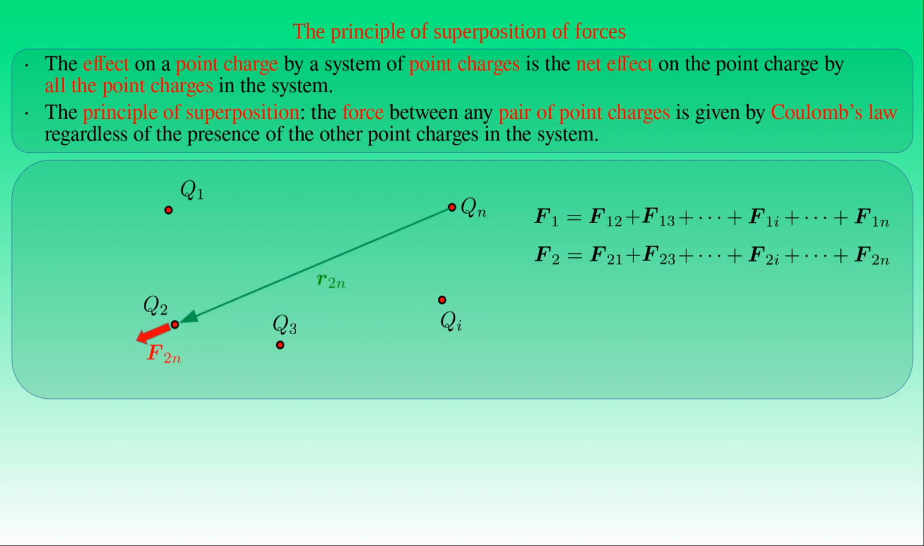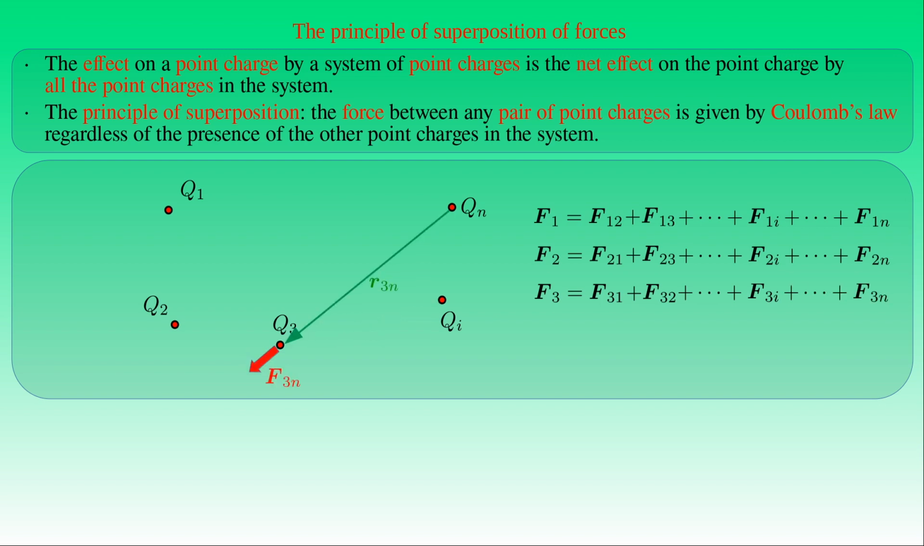In the third step we can compute the force F3 acting on the charge Q3, where we sum the forces up from the force F31 exerted by the charge Q1, through the force F32 exerted by the charge Q2, and so on. In general, we sum up the forces through the force F3i exerted by the point charge Qi, where i is not equal to 3, and the last force in the sum is the force F3n exerted by the charge Qn. We can continue the calculation of forces up to the force acting on the point charge Qn.